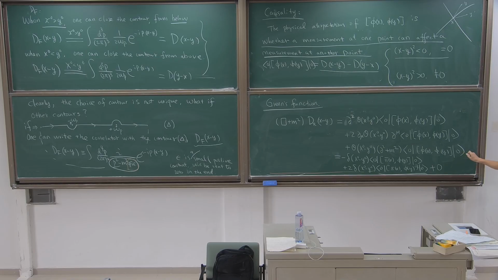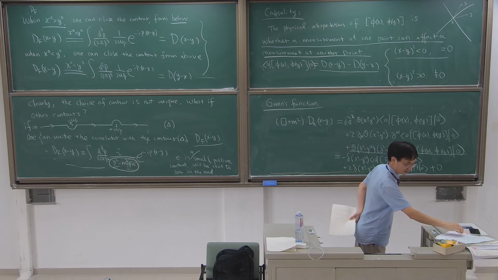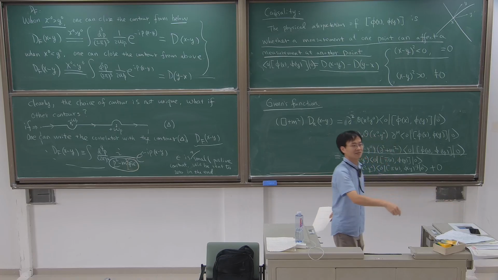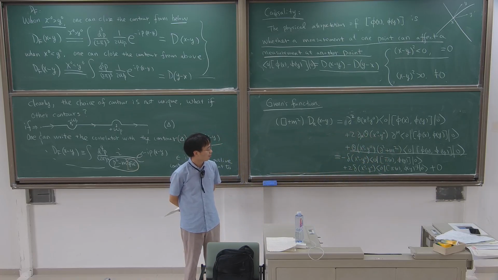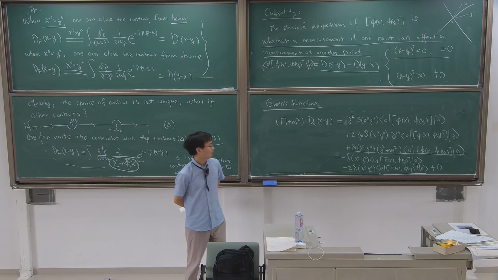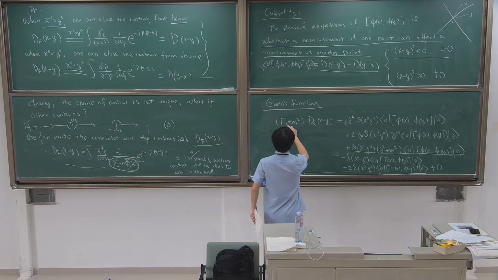Why is the third term 0? The third term is this one. Did you see why the third term is 0? Why? That's right. We use the equation of motion.